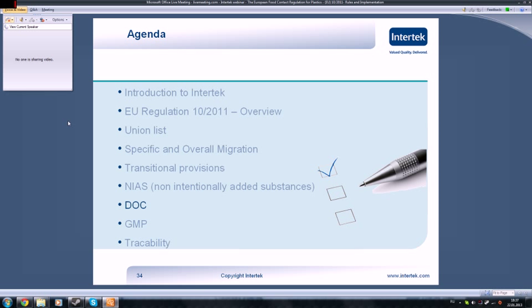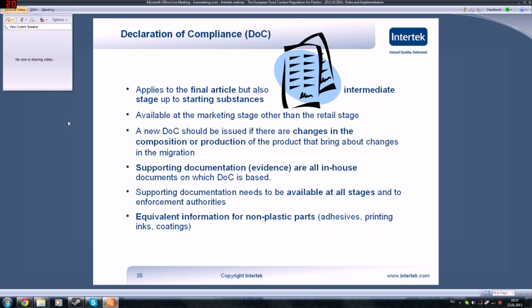The next step, once we have evaluated everything, is the declaration of compliance. The declaration of compliance applies to the final article, but also intermediate stages up to starting substances. It's available at the marketing stage other than the retail stage. And a new DoC should be issued whenever there are changes in the composition or production of the product that bring about changes in the migration. And of course, it's not just sufficient to write down a DoC. You have to have supporting documentation, which is available in-house and which the DoC is based on.